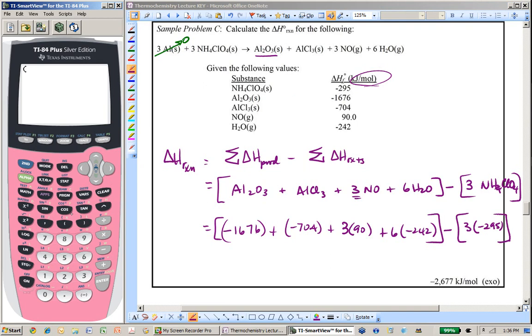Open a paren, use your negation sign, and just get at it. Plus a negative 704 plus 3 times a positive 90 plus 6 times a negative. My 6 didn't register, did it? I didn't hit the key hard enough. Dadgummit. Sorry about that. Technical difficulties.